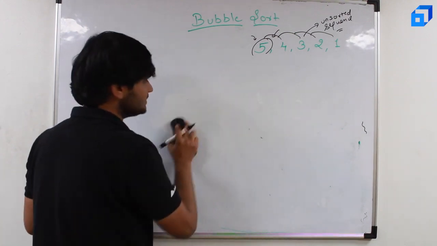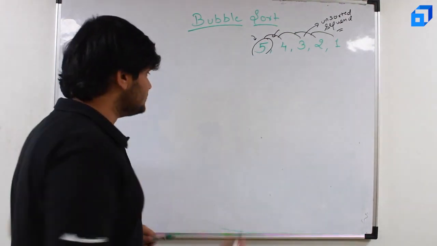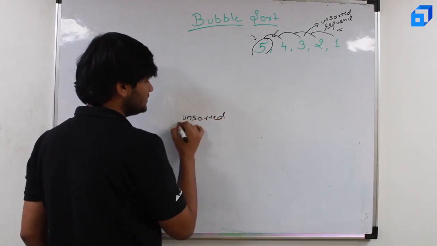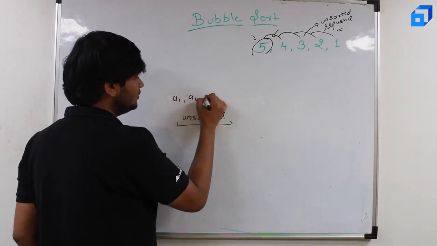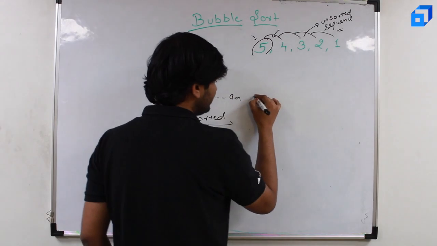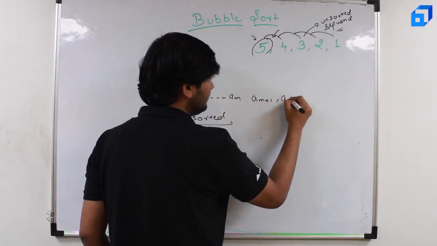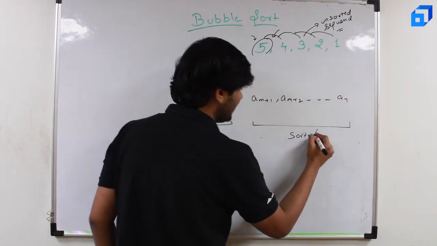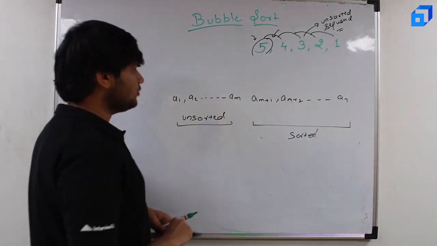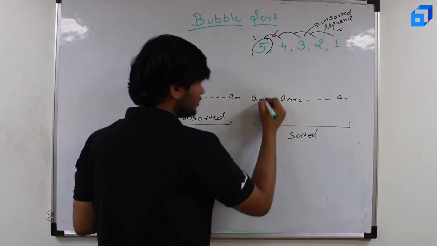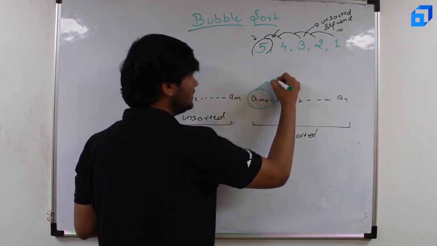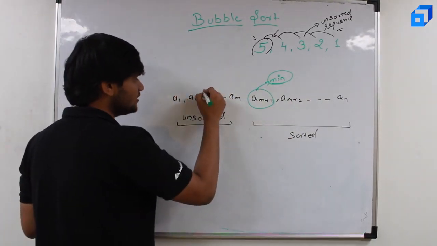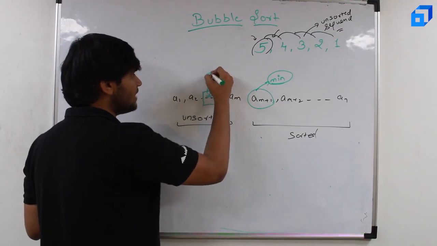So let's see what is the basic intuition behind bubble sort. Suppose you are given an unsorted sequence. Suppose this is a1, a2 till the position am, and after that, starting from m plus 1, am plus 2 till an, is a sorted part. So this is the sorted region and this is the unsorted region. Inside this sorted part, this is going to be the minimum element, and say inside this unsorted part we have some element x as the maximum element.